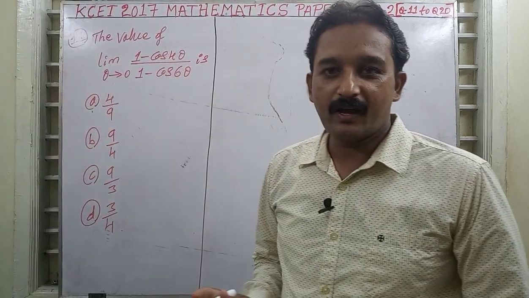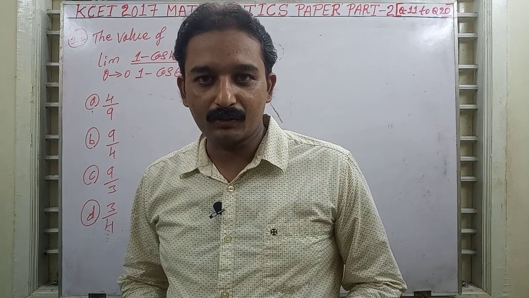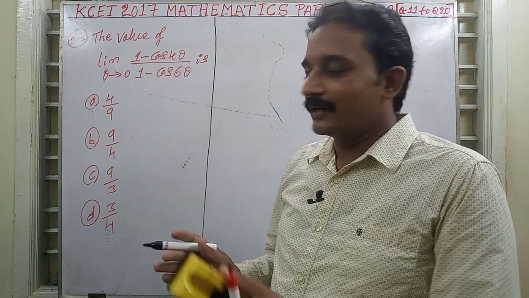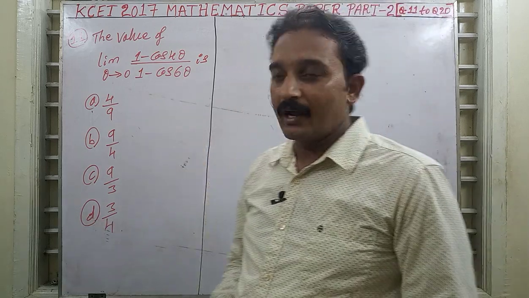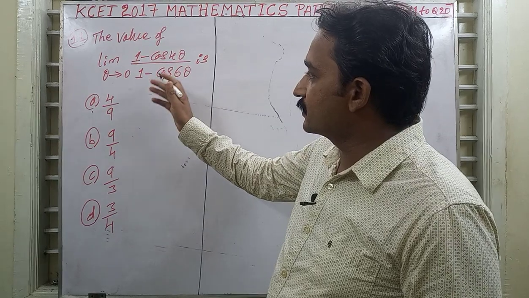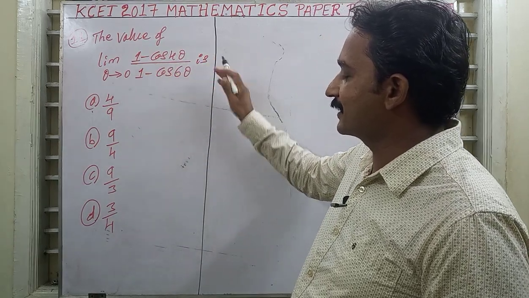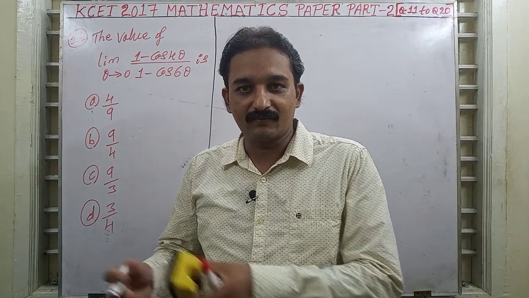In this video, I am going to solve KCET 2017 Mathematics paper part 2 from the question numbers 11 to 20. Now let us see the first question. Question number 11. Find the value of the limit theta tends to 0 of (1 minus cos 4 theta) divided by (1 minus cos 6 theta). This question is based on the chapter limits, which belongs to the first year.